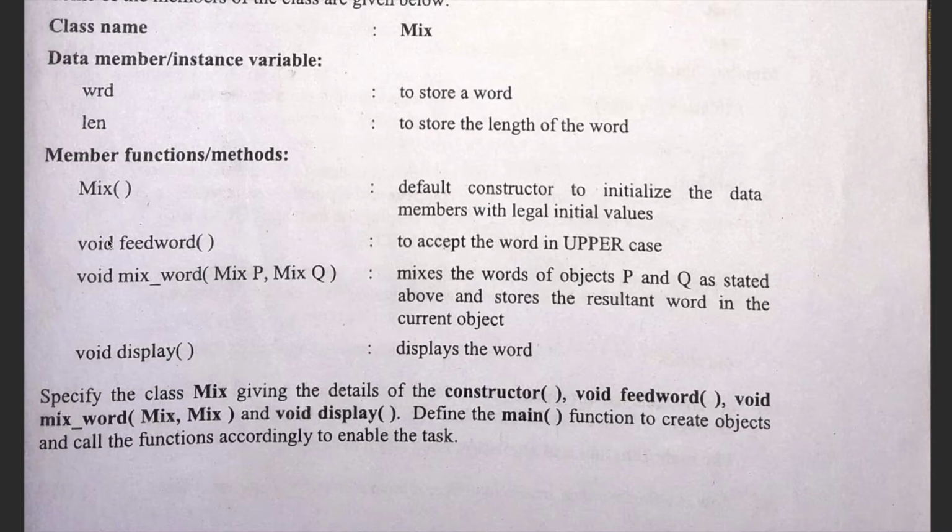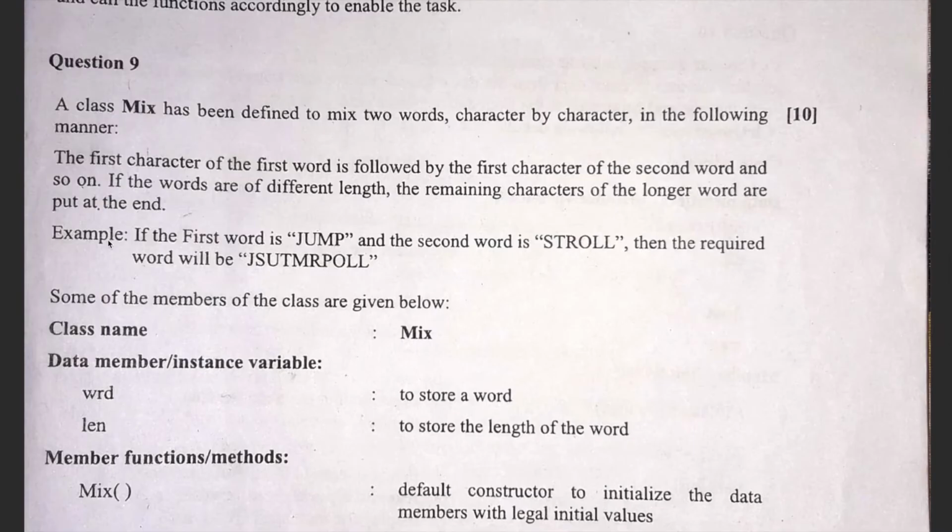Then we have void feedword to accept the word in uppercase. Then we have void mixword that takes objects of mix P and Q, mixes the words of objects P and Q as stated above, and stores the resulted word in the current object. Void display displays the word. Specify the class mix giving the details of the constructor, void feedword, void mixword, and display. Define the main function to create objects and call the functions accordingly to enable the task. So let's get to coding now.